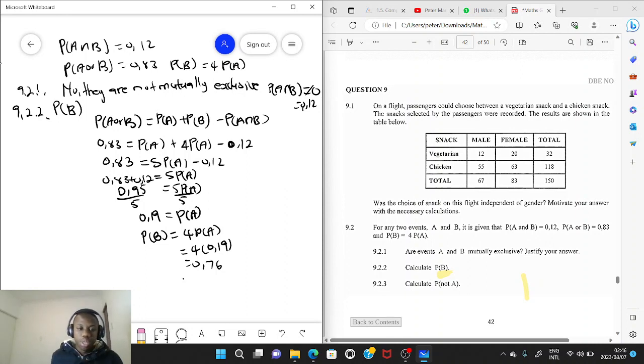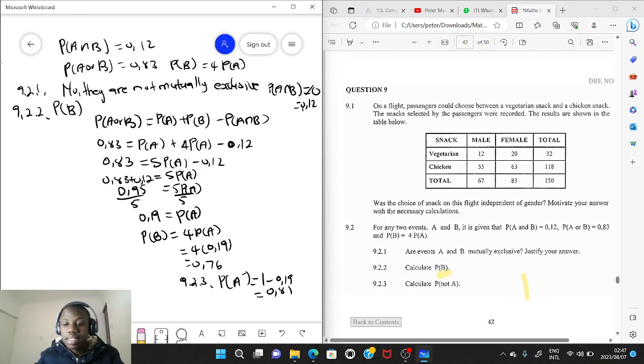We are only left with 9.2.3. What happens at 9.2.3 is that you are asked to determine the probability of not A. And I told you whenever they say not A, you say 1 minus, and then what do you consider? You consider A. So 1 minus what is A? A is 0.19. So what is 1 minus 0.19? 1 minus 0.19 is 0.81. Perfect. We are done. Students, I believe we are done for the day.